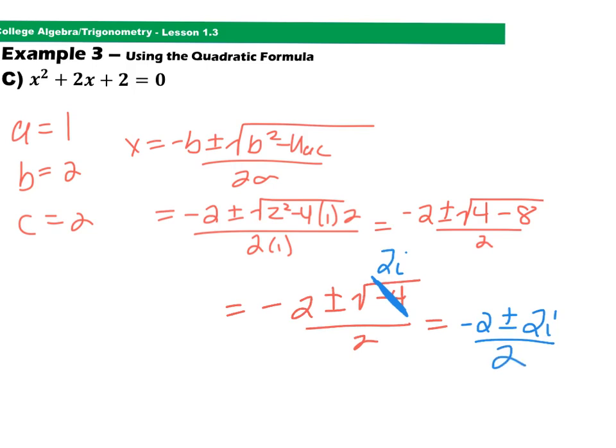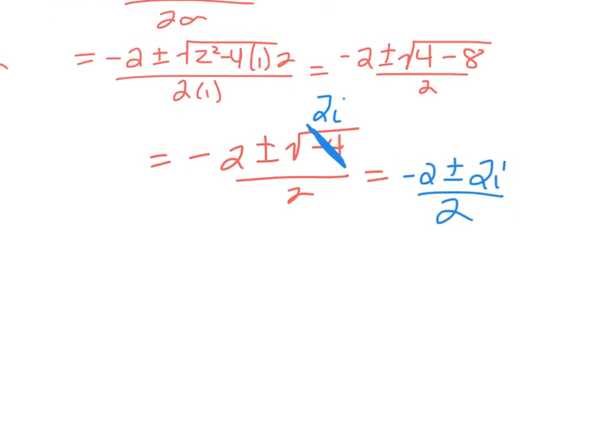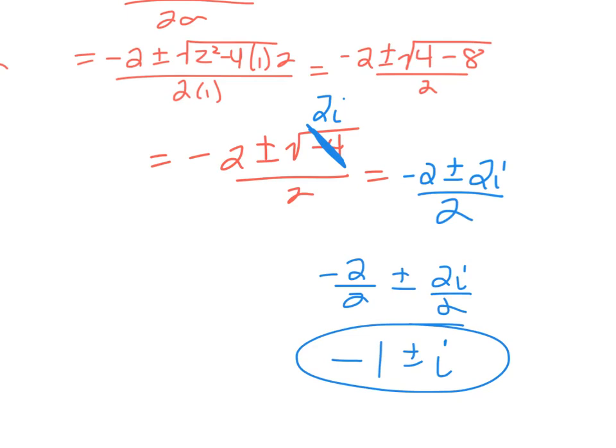Can I cancel anything out? Yes. Guys, look. Rewrite this if you need to as two separate fractions so you can see. In the first fraction, negative 2 over 2, what does that simplify to? Negative 1. What's 2i divided by 2? Just i. And there's my answer. You can put 1 in front of it. No.